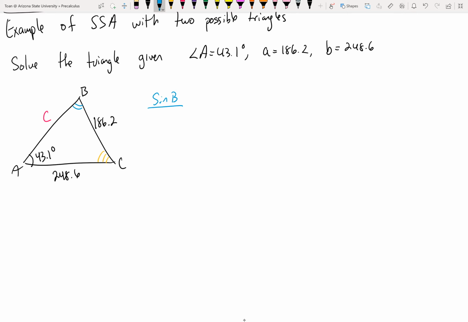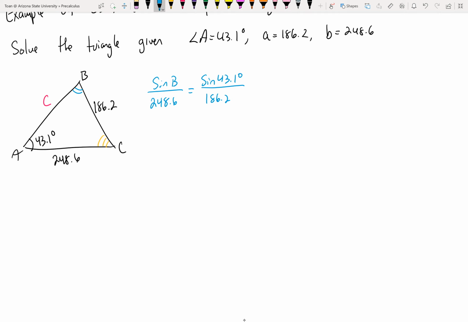Sine of angle B over its opposite side of 248.6 equals sine of angle A, 43.1 degrees, over its opposite side, 186.2. Multiply both sides by 248.6. That gives us sine B equals 248.6 sine of 43.1 all over 186.2. Then we take the inverse sine. If you take the inverse sine, you're going to get about 65.8 degrees.